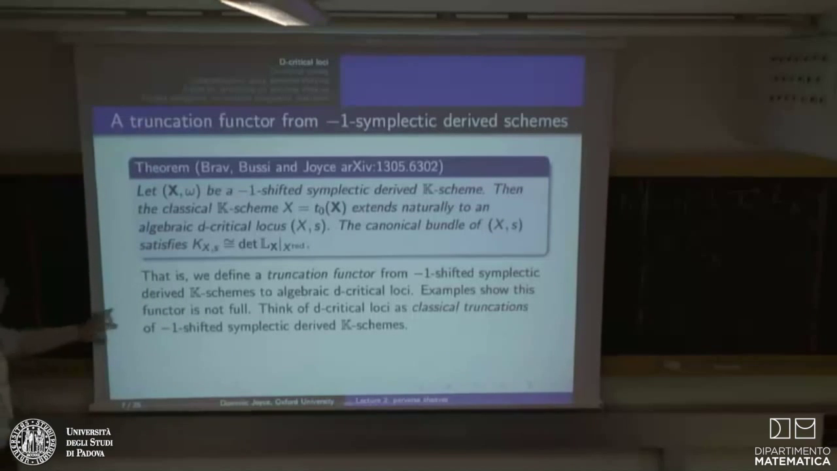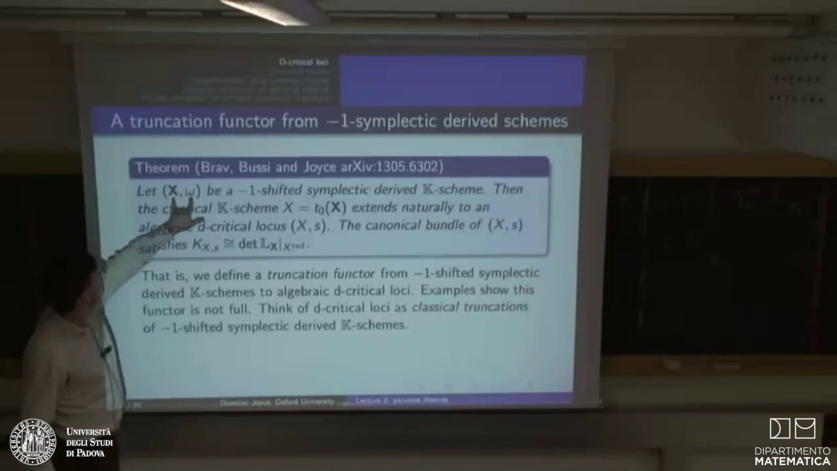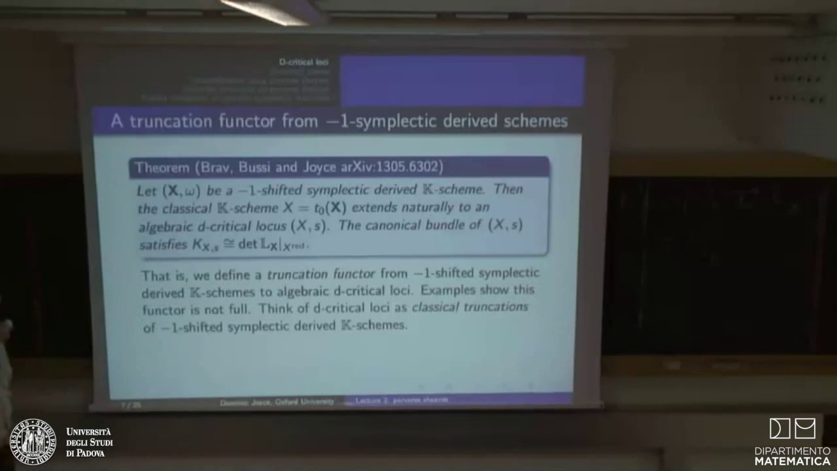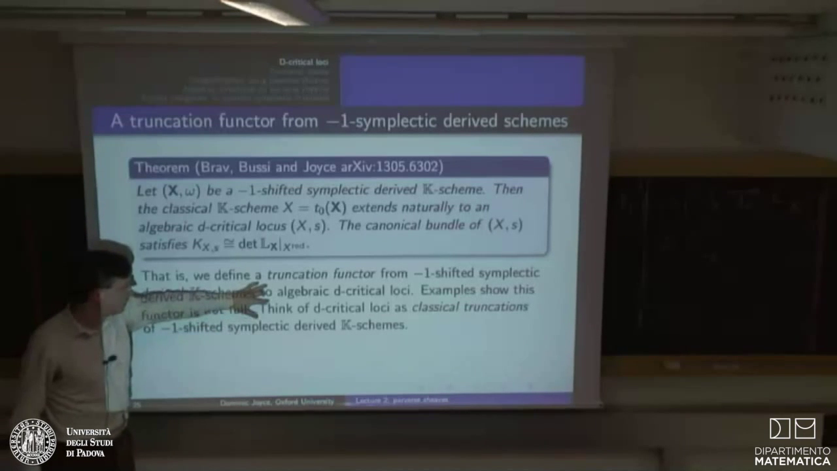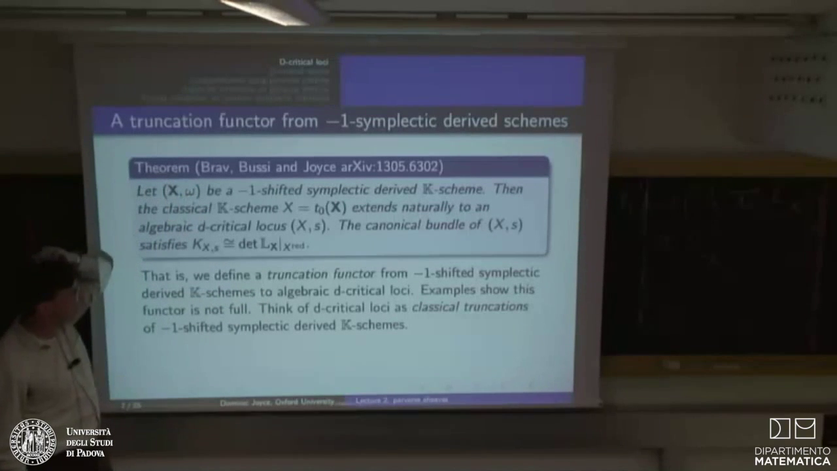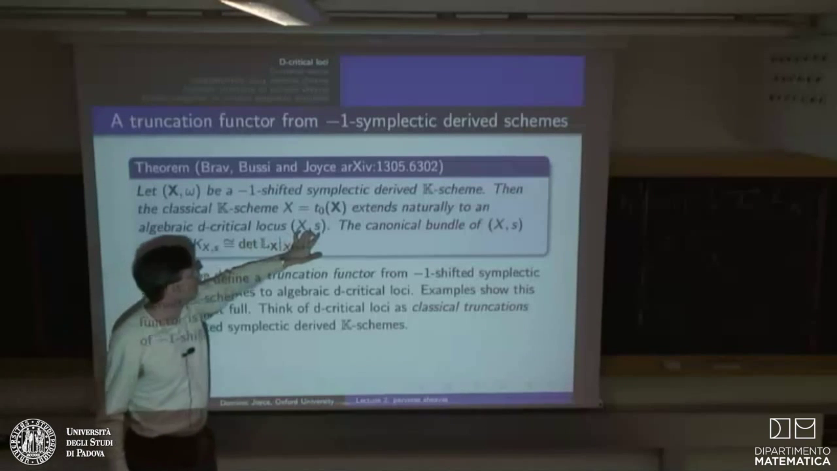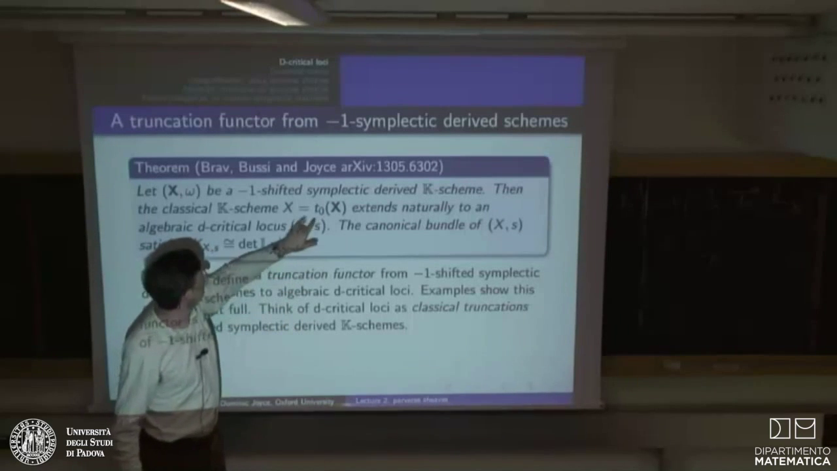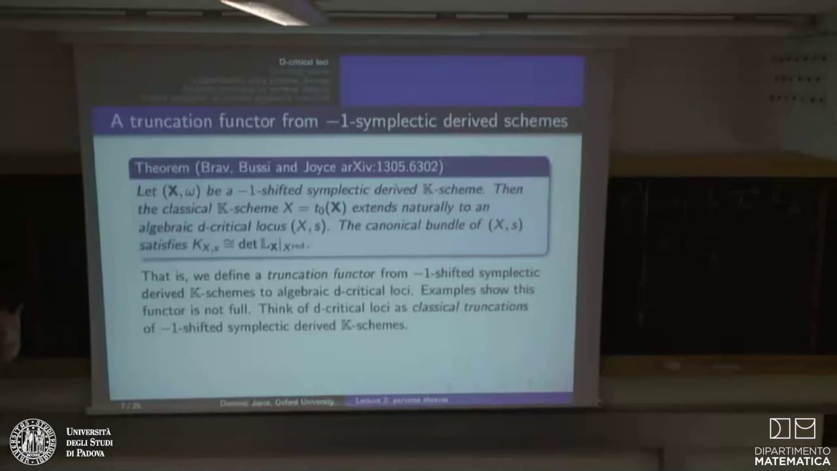So examples show that this functor is not full. That is, you can get distinct, or non-equivalent, minus one shifted symplectic derived schemes which map to the same, or isomorphic, d-critical loci. Now, in fact, it's not quite as bad as that. Okay, it is exactly as bad as that, but no more, in that locally, the d-critical locus recovers the minus one shifted symplectic derived scheme fully. Because locally, the d-critical locus tells you that the thing can be written as a critical locus, and that critical locus is exactly (X, omega) up to equivalence. It's just the way that things are stuck together, some non-local information is stored in here.